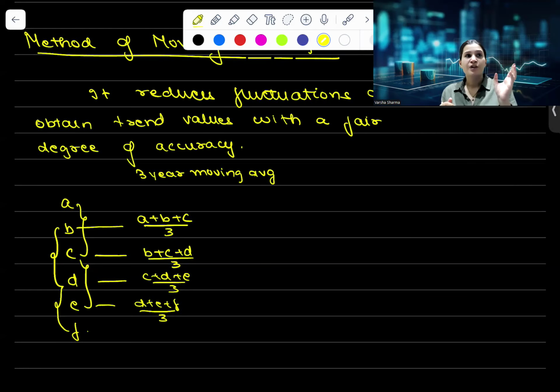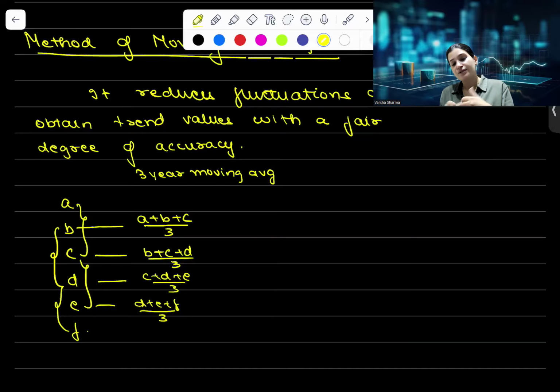An MCQ comes: suppose this data is given, which of the following cannot be a 3 year moving average? A plus B plus C by 3, B plus C plus D by 3, B plus C plus E by 3, C plus D plus E by 3. B plus C plus E by 3, because that's not consecutive. We can't skip D in between. We leave numbers from the top, but we don't leave from between. A very common MCQ of this kind comes. Everybody clear? Yes, ma'am.